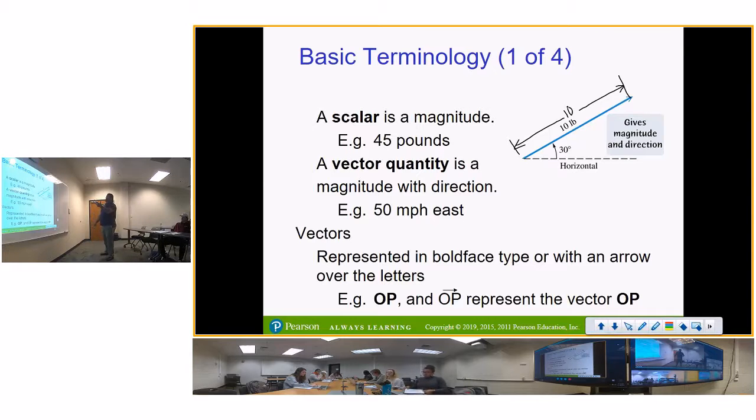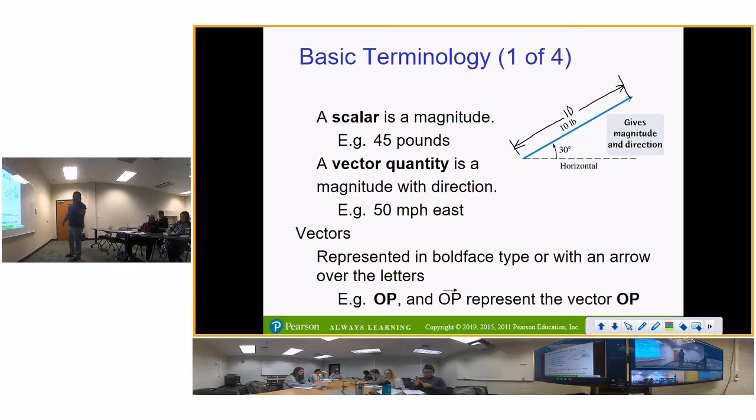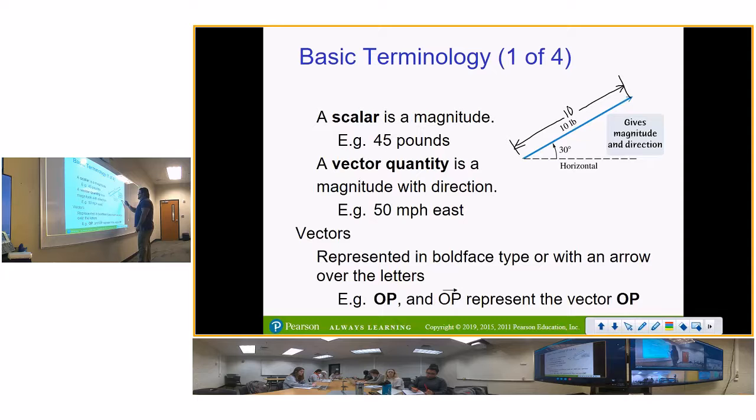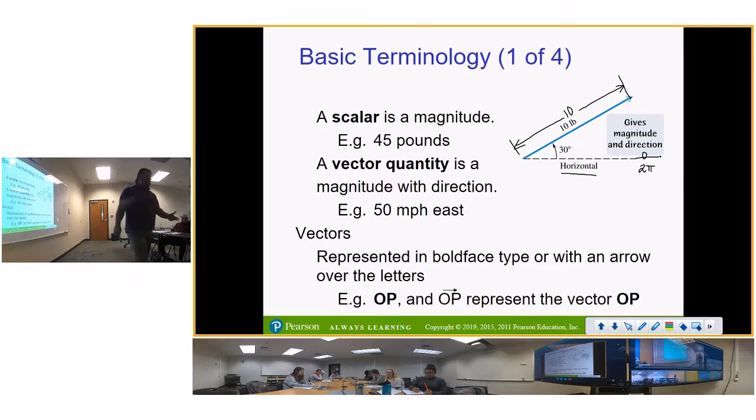So don't think that's just an arbitrary vector. It has a length of 10. The units may be pounds, ounces, grams, or volume. It could be 10 cubic centimeters, it could be anything. And then the bearing, the angle, is always measured off the 0 or 2 pi. Everybody with me?